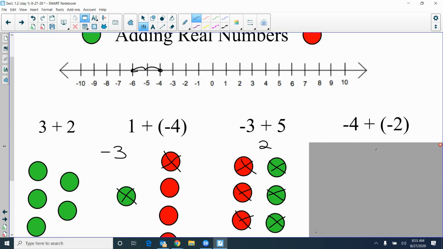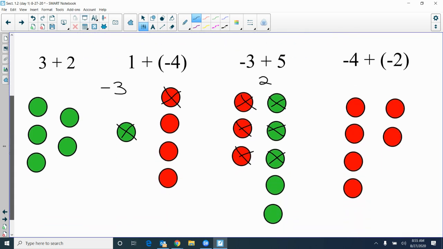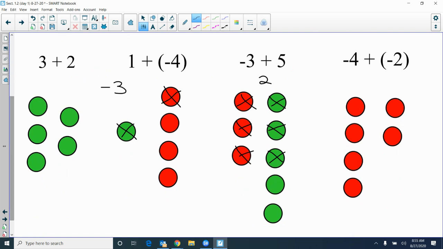Negative 6. If you think about this in terms of the chips, negative 4 plus negative 2, I have 4 red chips. I have 2 more red chips. That gives me a total of negative 6. Okay. So you can use the number line, you can use the chips, and then we're going to come over with some algebra rules to figure that out.